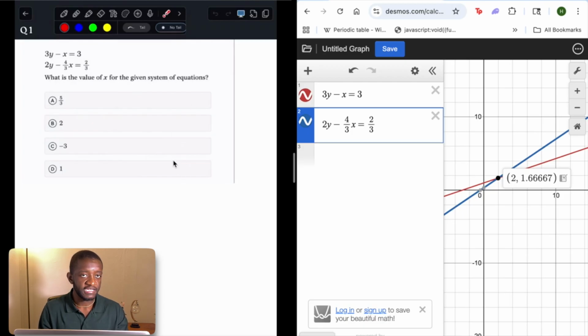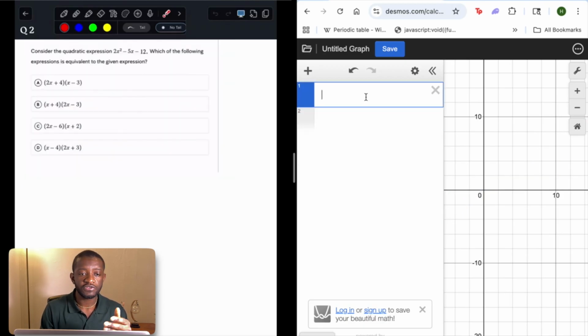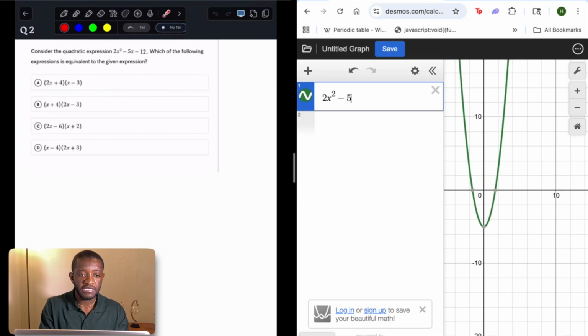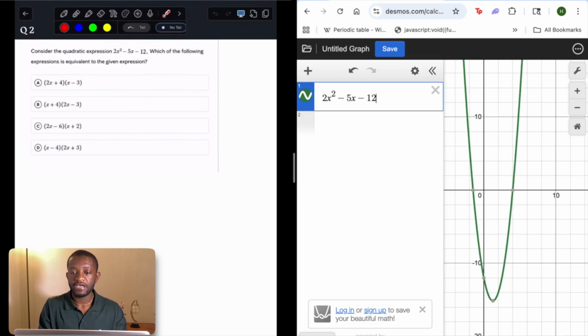So let's move on to the next problem. The next question says, consider the quadratic expression 2x squared minus 5x minus 12. Which of the following expressions is equivalent to the given expression? So you're given a quadratic, and say, for example, you don't know how to factor, or perhaps it's going to take a while. So what you could do, especially now that the leading term is not 1, because when it's 1, it's very straightforward, but when it's not 1, it can be a bit tricky.